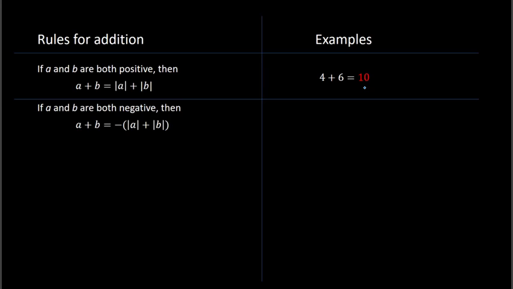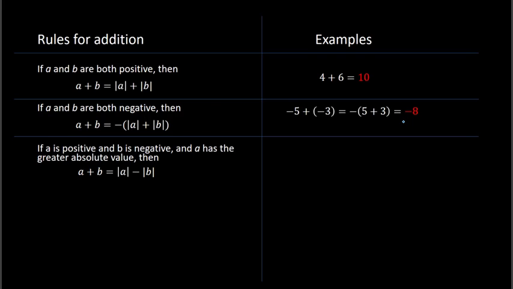Now what if A and B are both negative? Well, it's really the same thing. We're going to add the absolute values of A and B together, but then the sign is going to be negative. So for example, we have negative 5 plus negative 3. They're both negative, so we take the absolute values of the two numbers. So we take the 5 and the 3, add them together to get 8, and then the sign is going to be negative. So it's a negative 8.